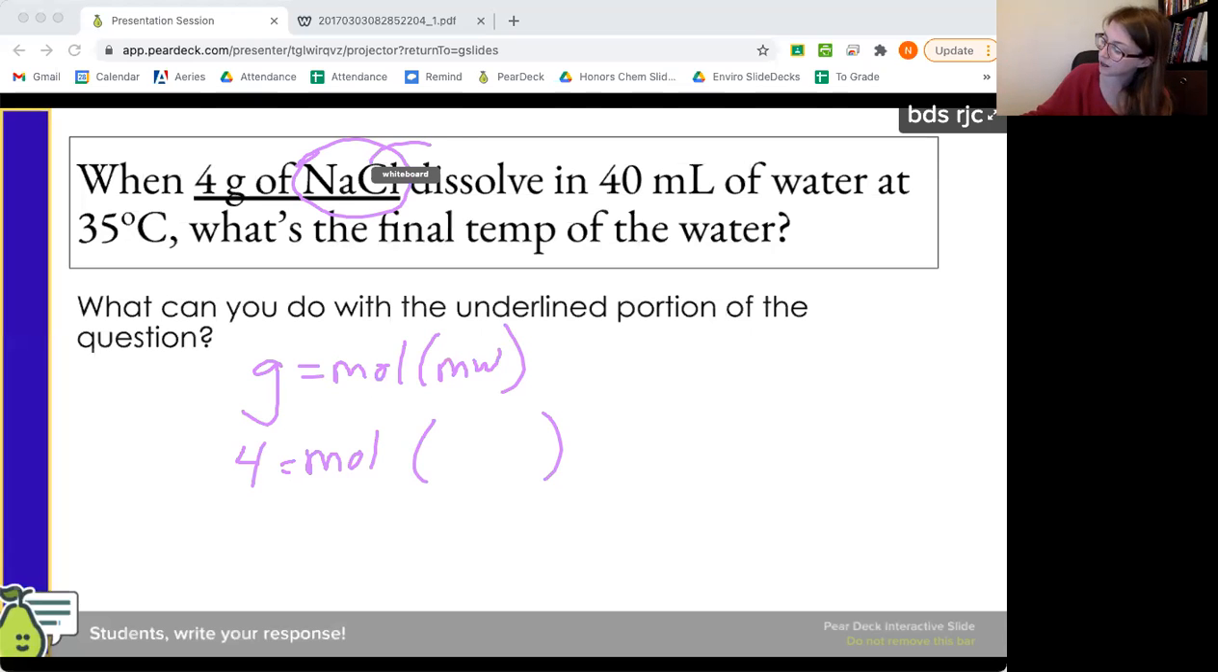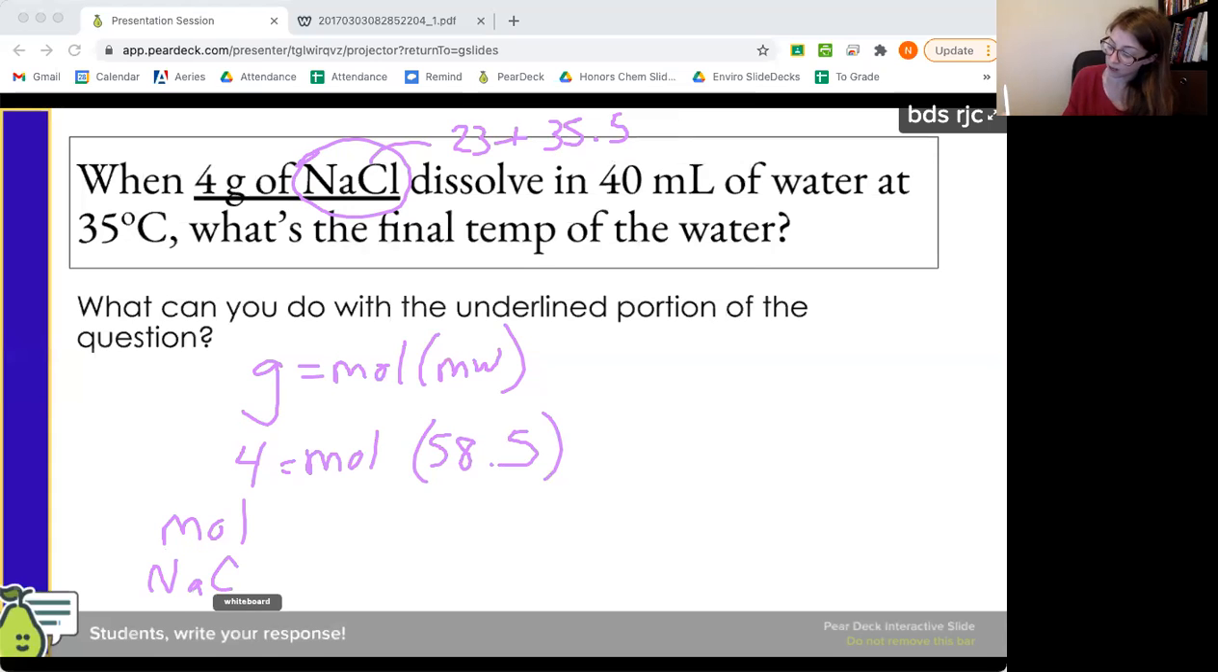So NaCl, Na is 23, Cl is 35.5. So that gets us a molecular weight of 58.5. When I do 4 divided by 58.5, I get my moles, and I'm going to say moles of what? My moles of NaCl, 3.068. So simply because I had grams of something, I found the moles. We'll see if that helps me solve this problem. Questions from anyone on anything so far?